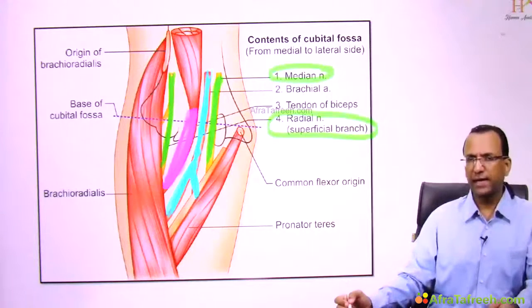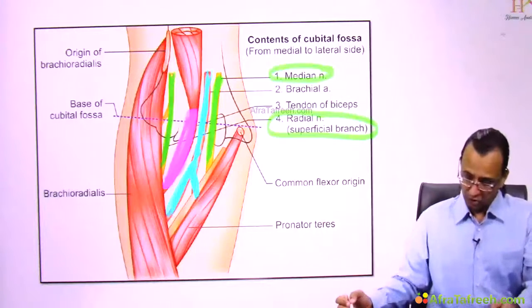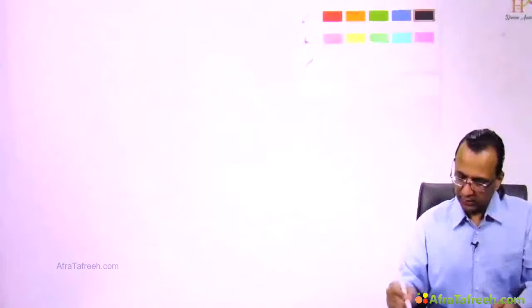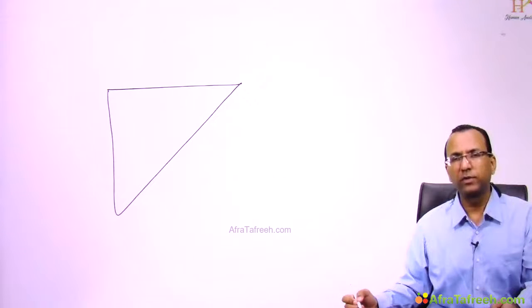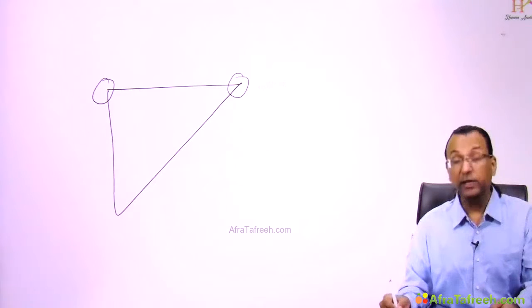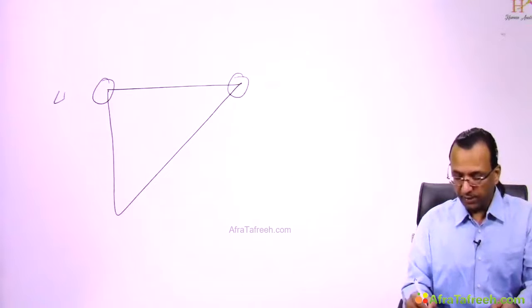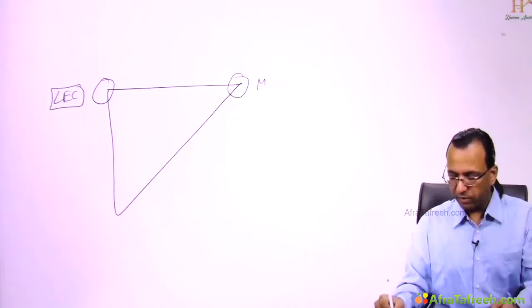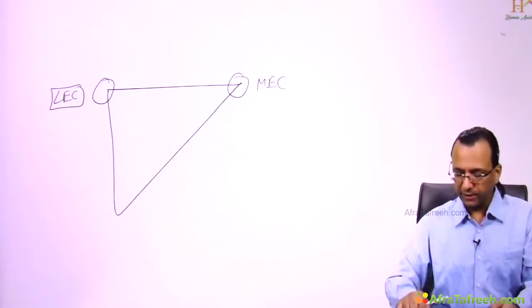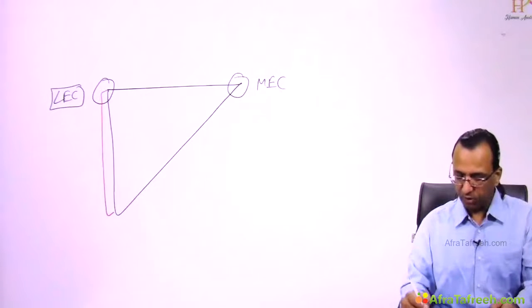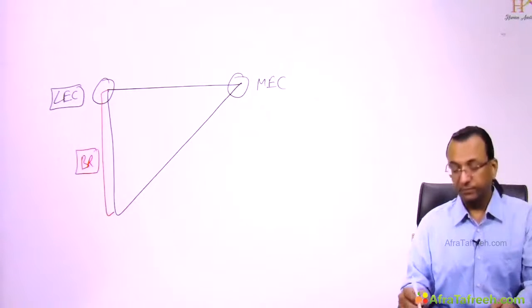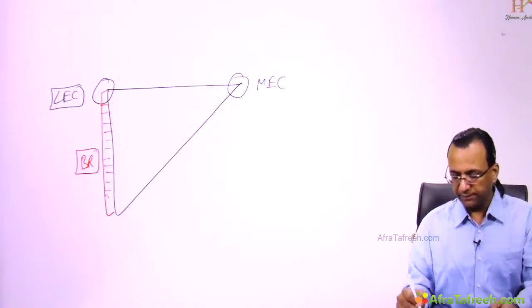So let us draw a diagram for the same. And as you draw the diagram, you have to tell it is a triangular fossa in front of the elbow joint, and there is one imaginary line connecting the 2 epicondyles, the lateral epicondyle and also the medial epicondyle. This is the imaginary line here. Then there is a muscle which is running laterally, and that muscle is called the brachioradialis muscle. And then there is a muscle which is running medially, and that is called the pronator teres muscle.